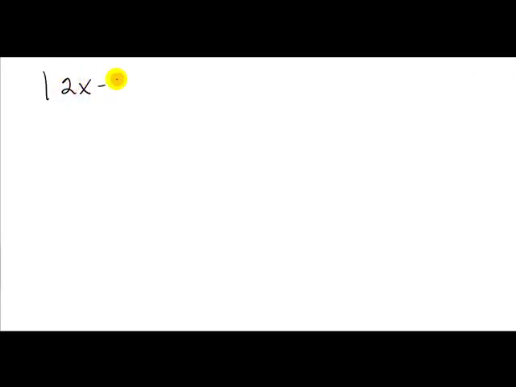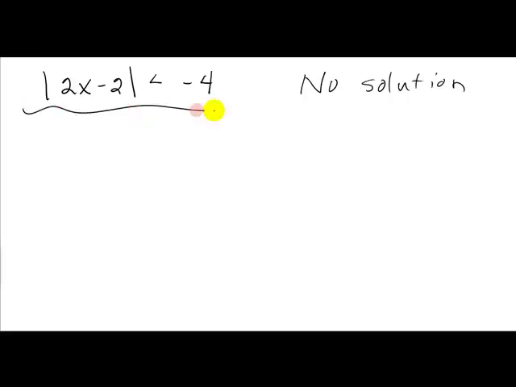The absolute value of 2x minus 2 is less than a negative 4. Now you should remember here that the absolute value of any number becomes a positive number. So if it's less than or equal to a negative number, then we have no further to go. We can't solve this. There is no solution for this problem. So that's going to be the easiest one on the homework.